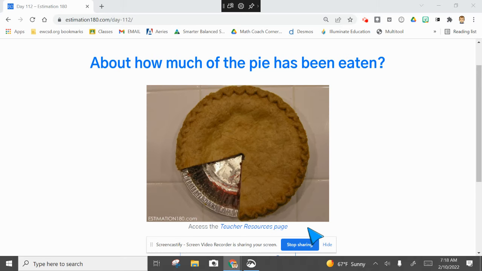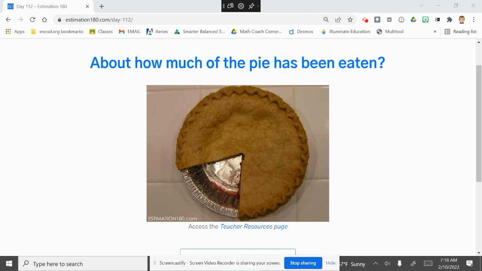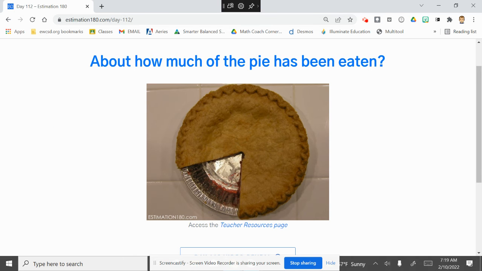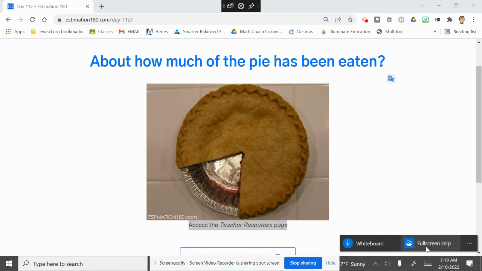Okay, take a look at this pie, and let's take a look at what it's asking. It says about how much of the pie has been eaten, and I'm going to go ahead and give you an idea. It wants to know a percentage. So a percentage of what's been eaten.